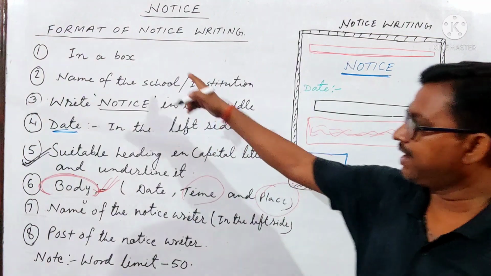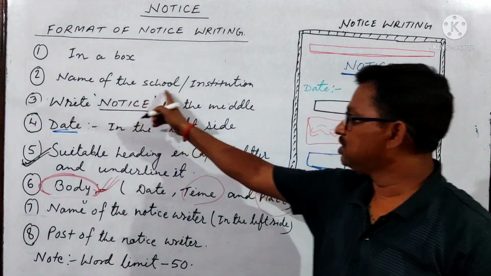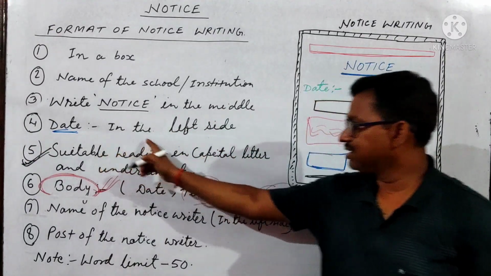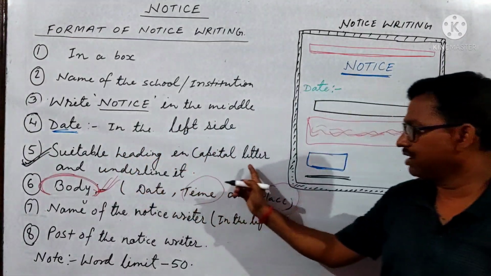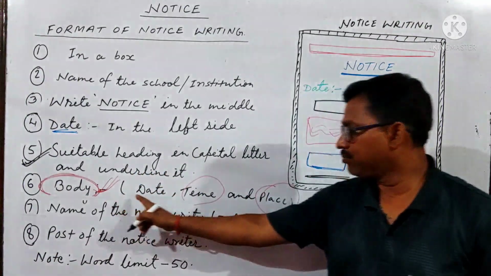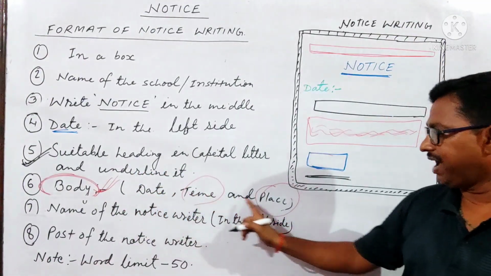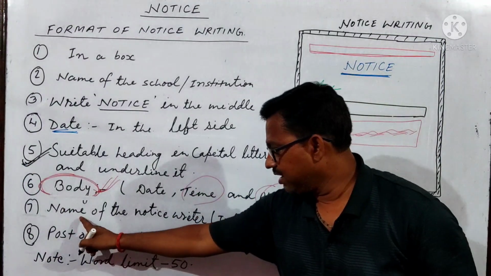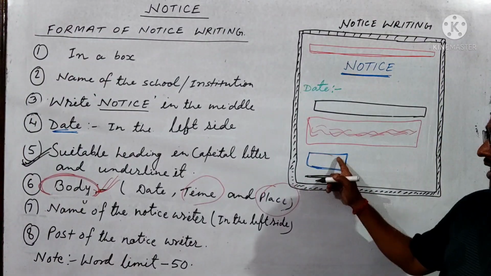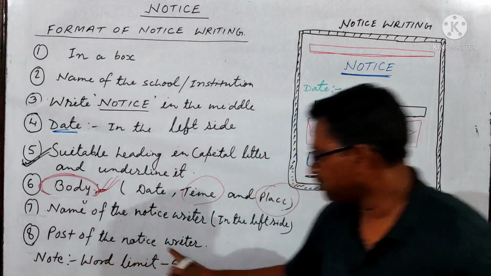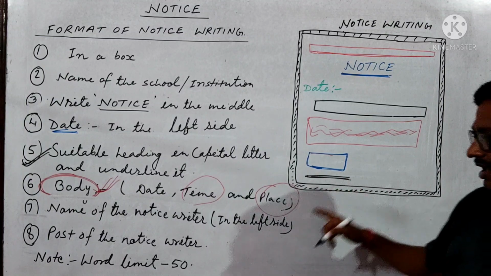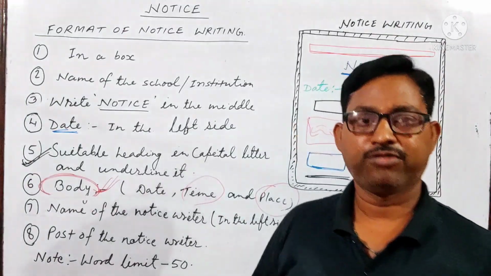Once again, you can say: in a box, name of the school or institution, write notice in the middle, date on the left side, suitable heading in capital letters and underline it. In the body part, you have to write date, time and place. Number 3, name of the notice writer on the left side, which I have given in blue color here. Post of the notice writer in black color. You have to write the name and post of the notice writer, and the word limit must be 50.